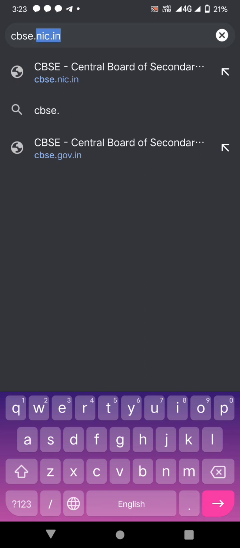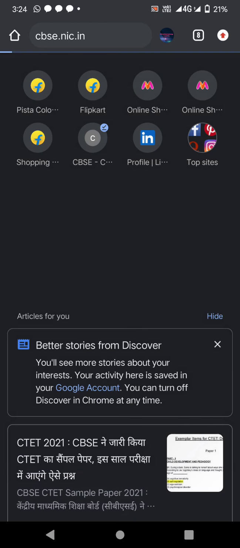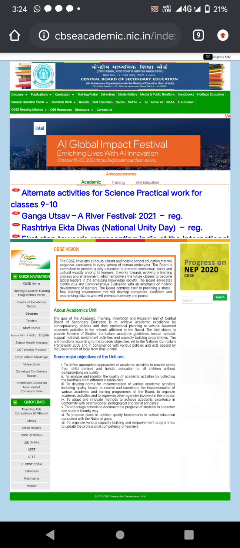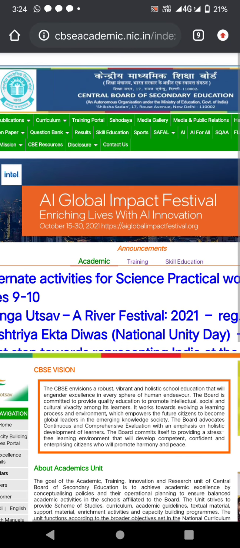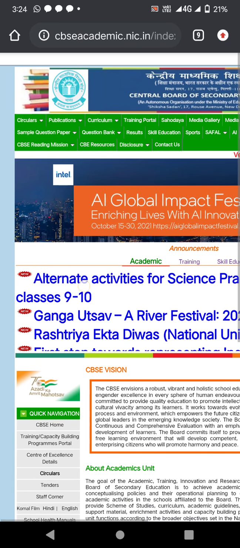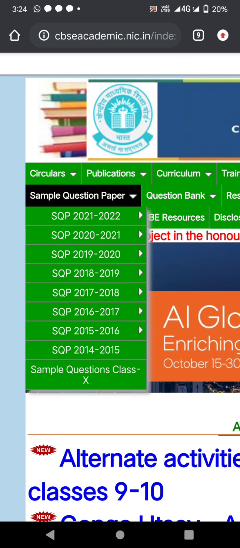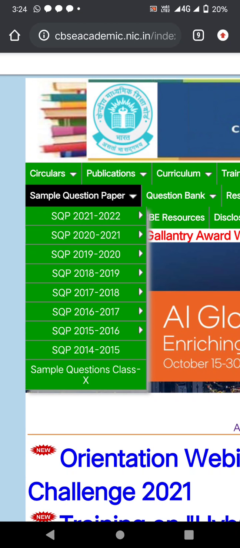So what you have to do is go to the CBSE website from the link cbse.nic.in, which you can easily view over here. After that, you have to go to your academic website, and here you can see that there are various categories. So you have to go to the sample question paper, which you can see over here, and from here you have to go to the current session, that is the 2021-2022 session sample question paper.